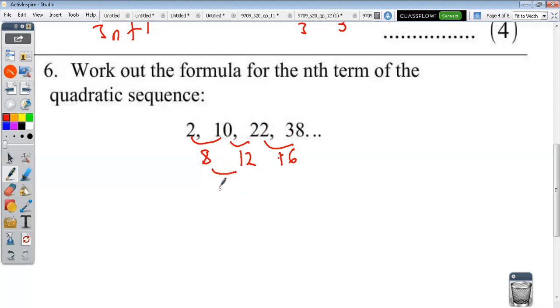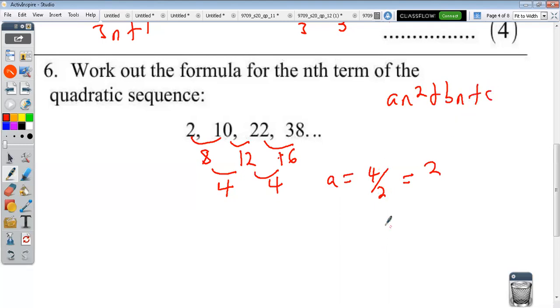This is 4. This is 4. So you should have 2n squared, not n squared. But this is 4 here. So it means a is equal to 4 divided by 2, which is 2. So from our formula, it can't be just n squared, it's 2n squared plus bn plus c.